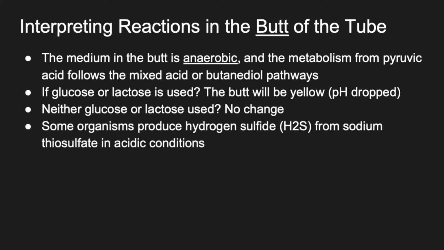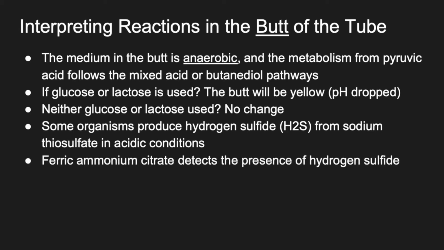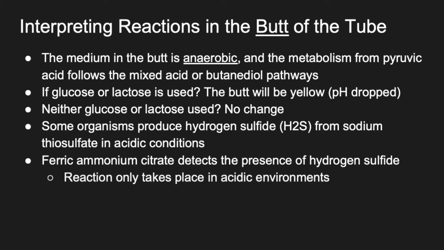Some organisms produce hydrogen sulfide from sodium thiosulfate in acidic conditions. So when the environment is acidic, some organisms have the ability to produce hydrogen sulfide, or that H2S we've been talking about, from sodium thiosulfate. We use ferric ammonium citrate to detect the presence of hydrogen sulfide in our tubes, and the reaction only takes place in an environment that is acidic. So if the butt becomes entirely black, we may not be able to see that the color is yellow.